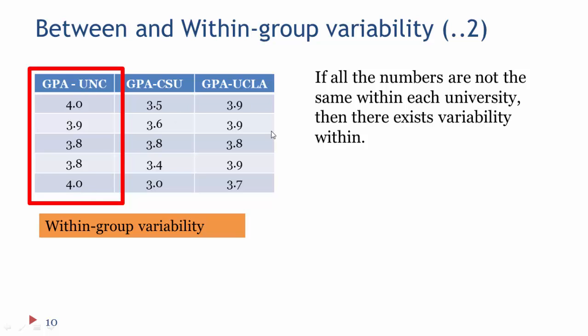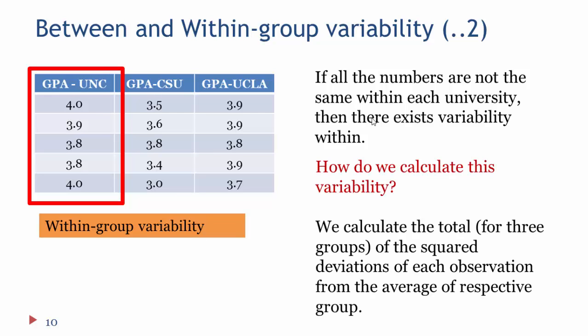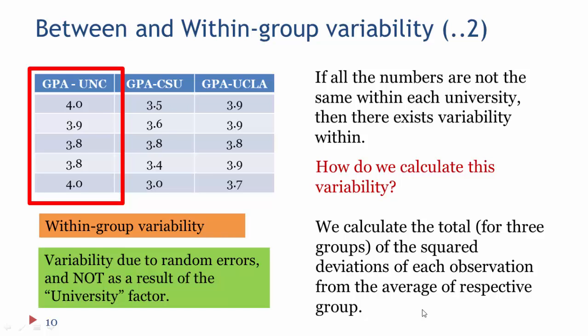So these are the three groups that we have, and this is within group variability, okay, because the numbers within each university are different. How do you calculate this? You calculate it the same way we calculate variance. So we calculate the average of this group, and then we calculate the sum or the total of the squared deviations of each of the observations from the mean, and we do this for each of these groups and we add them up. Okay, so this variability is due to the random variability, the random source of variation.